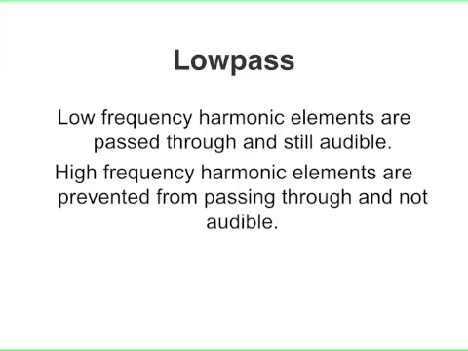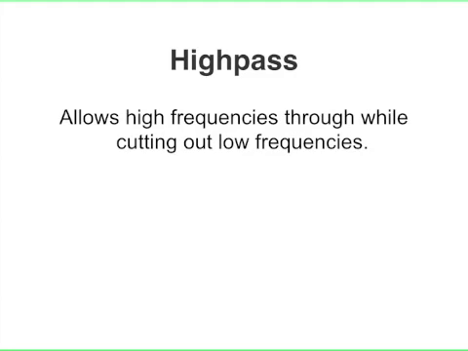Low pass filters take the low frequency range, the low frequency harmonic elements, and allow them to pass through and still be heard. But the low pass filter filters out the high frequency harmonic elements and does not allow them to pass through. So essentially a low pass filter will filter out the high frequency elements and pass through the low frequency elements of a signal. A high pass filter would do the opposite.